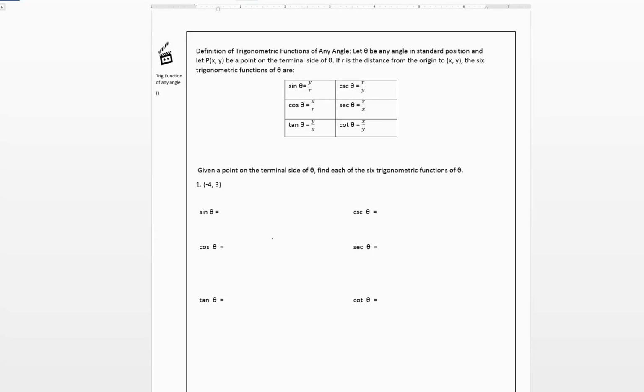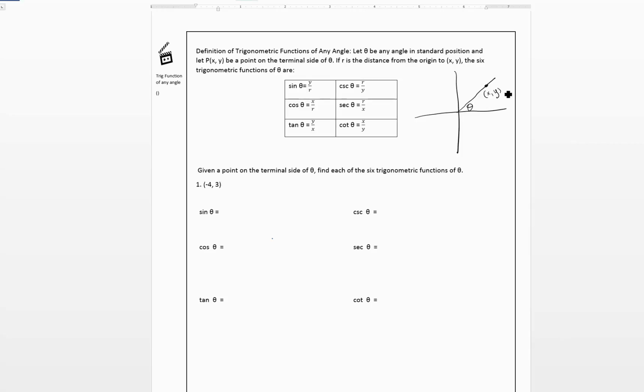Okay, we have one more way to define the trig functions, or another way to see them. So we're saying let theta be an angle in standard position. So you have an x and a y coordinate system, and you're putting theta in standard position, and point x, y be on the terminal side. So we're saying we have a point here, we're calling it x, y.